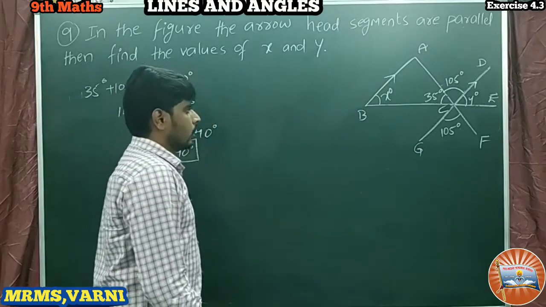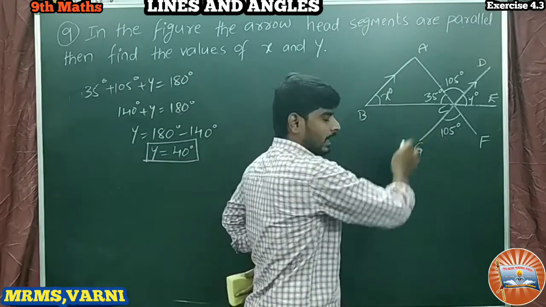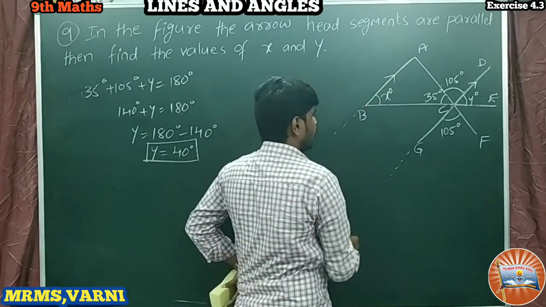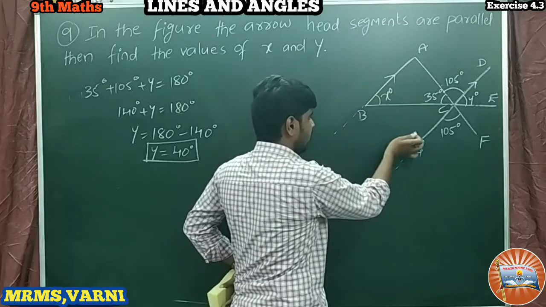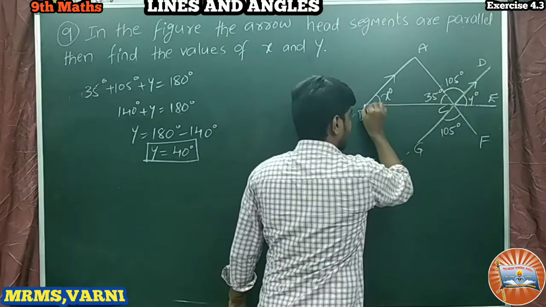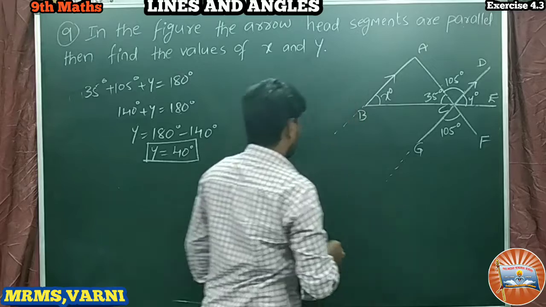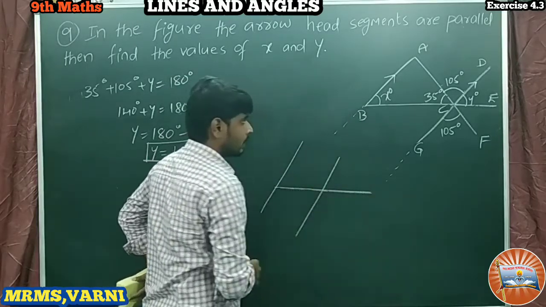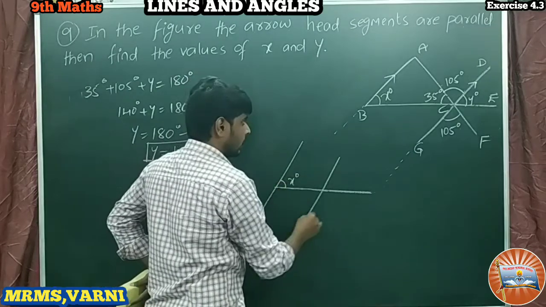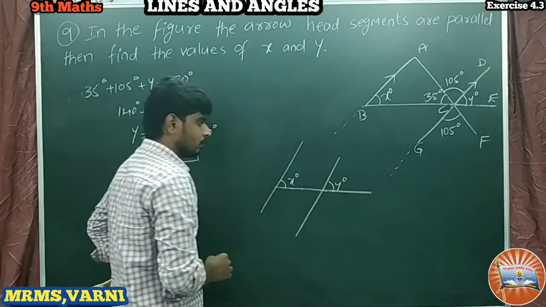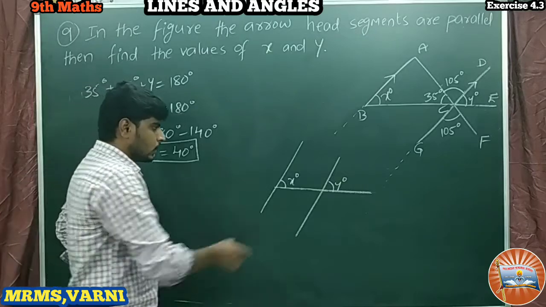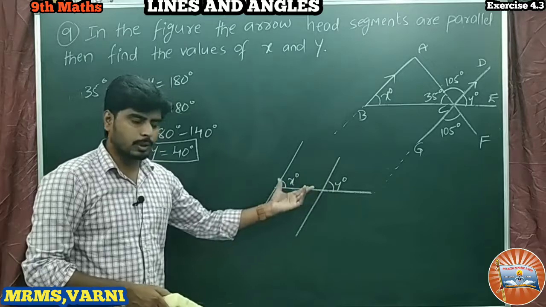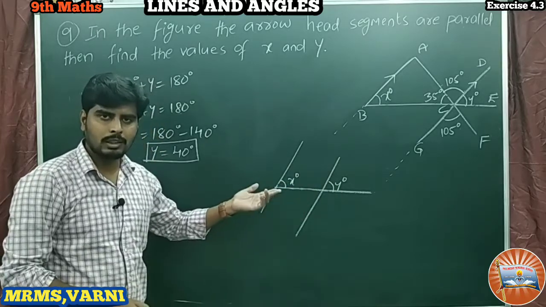So these two are parallel lines. If I extend this like this, what you observe here? These are two straight lines and they are parallel, and this is a transversal. So I will take the diagram here. Is it like this? Here it is x degrees and here it is y degrees, isn't it? So these two are corresponding angles. We know that corresponding angles are equal.